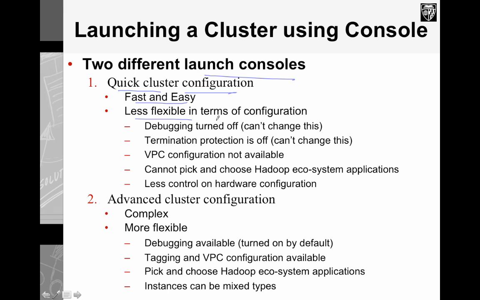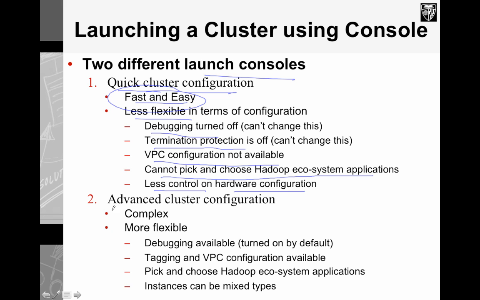This is a less flexible option because you cannot really control your debugging, because by default debugging is turned off and you cannot change it. You cannot control the termination protection, which is the EC2 termination protection for the VMs. In terms of VPC configuration, that's not available. You cannot pick and choose the Hadoop ecosystem applications. You get some default applications prepackaged. And there is less control on hardware configuration. But it's fast and easy. You can launch a cluster very fast.